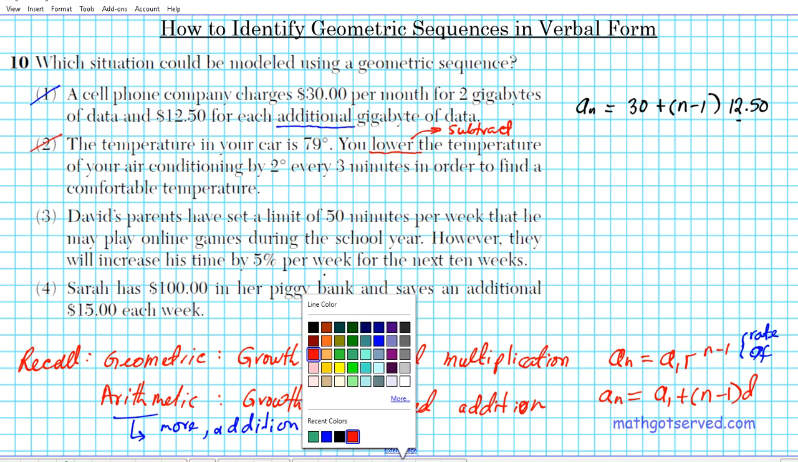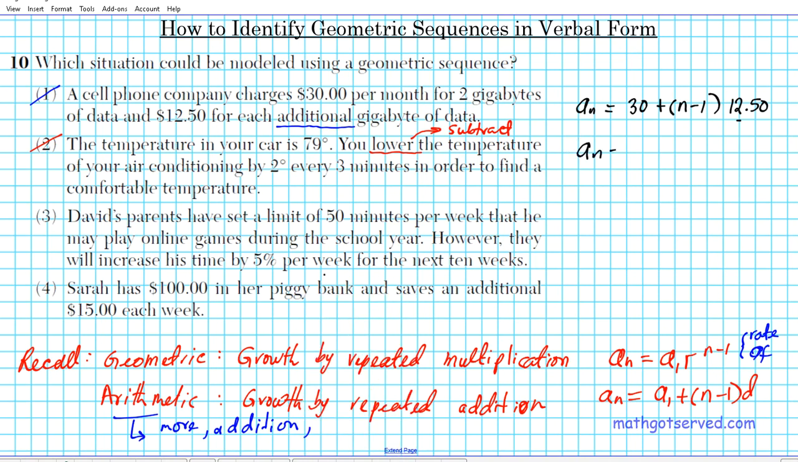All right. So if you want to write the nth term for this, you just have a_n equals the starting temperature 79 plus n minus 1 times the common difference, which is negative 2/3 here. It's negative because you're subtracting, okay? You're subtracting repeatedly.